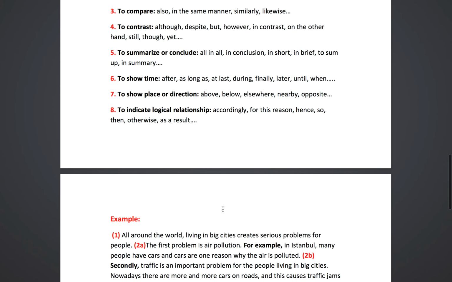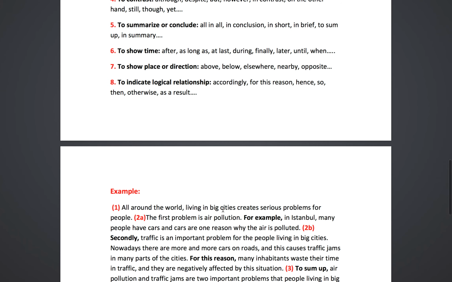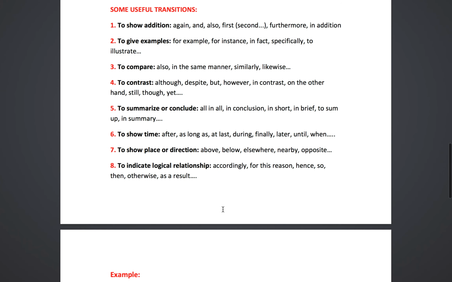And if you know about them before and if you studied them, then you will get better in your writing, and it will get easier for you when you write. You can use transition words for summarization, to summarize or conclude. You can say all in all, in conclusion, in short, in brief, to sum up, in summary, etc.